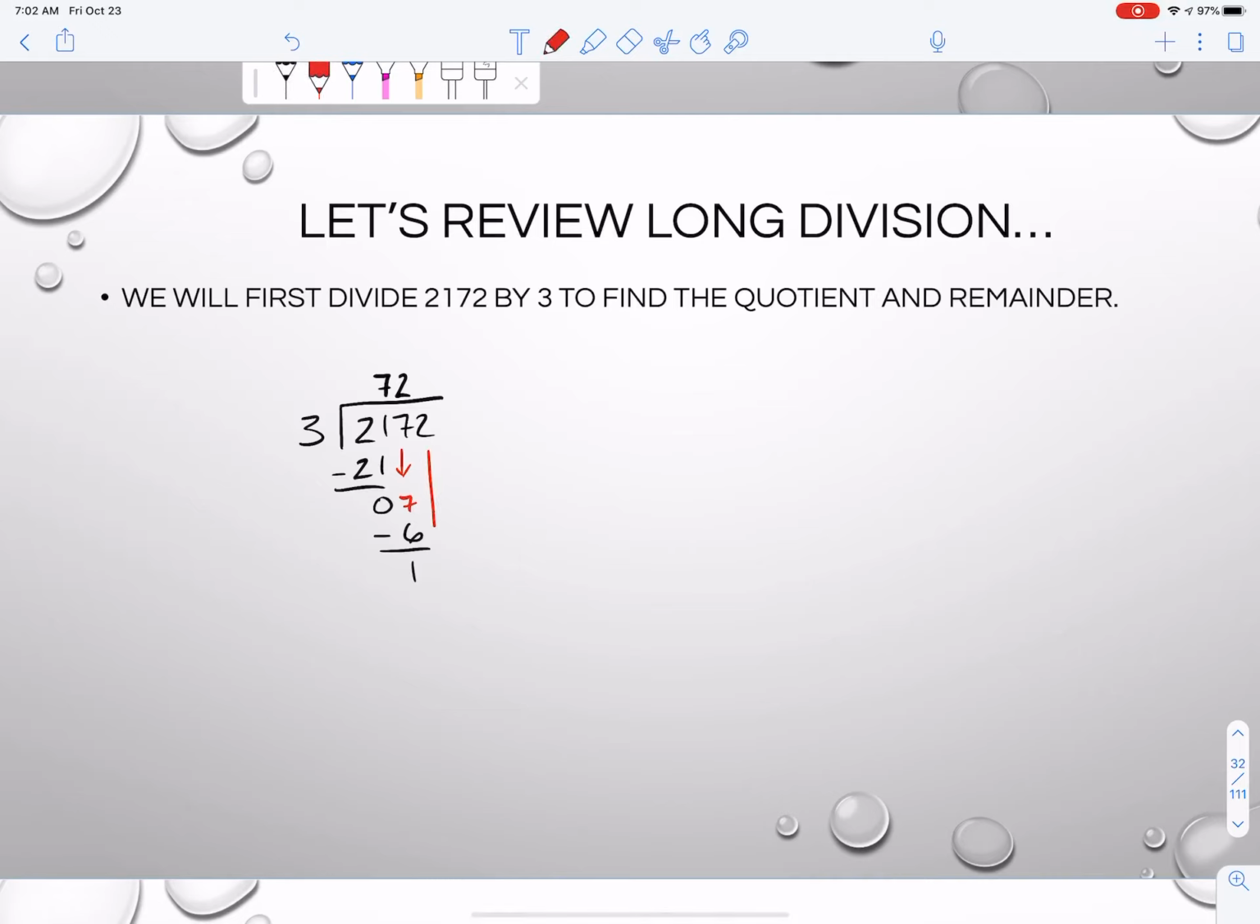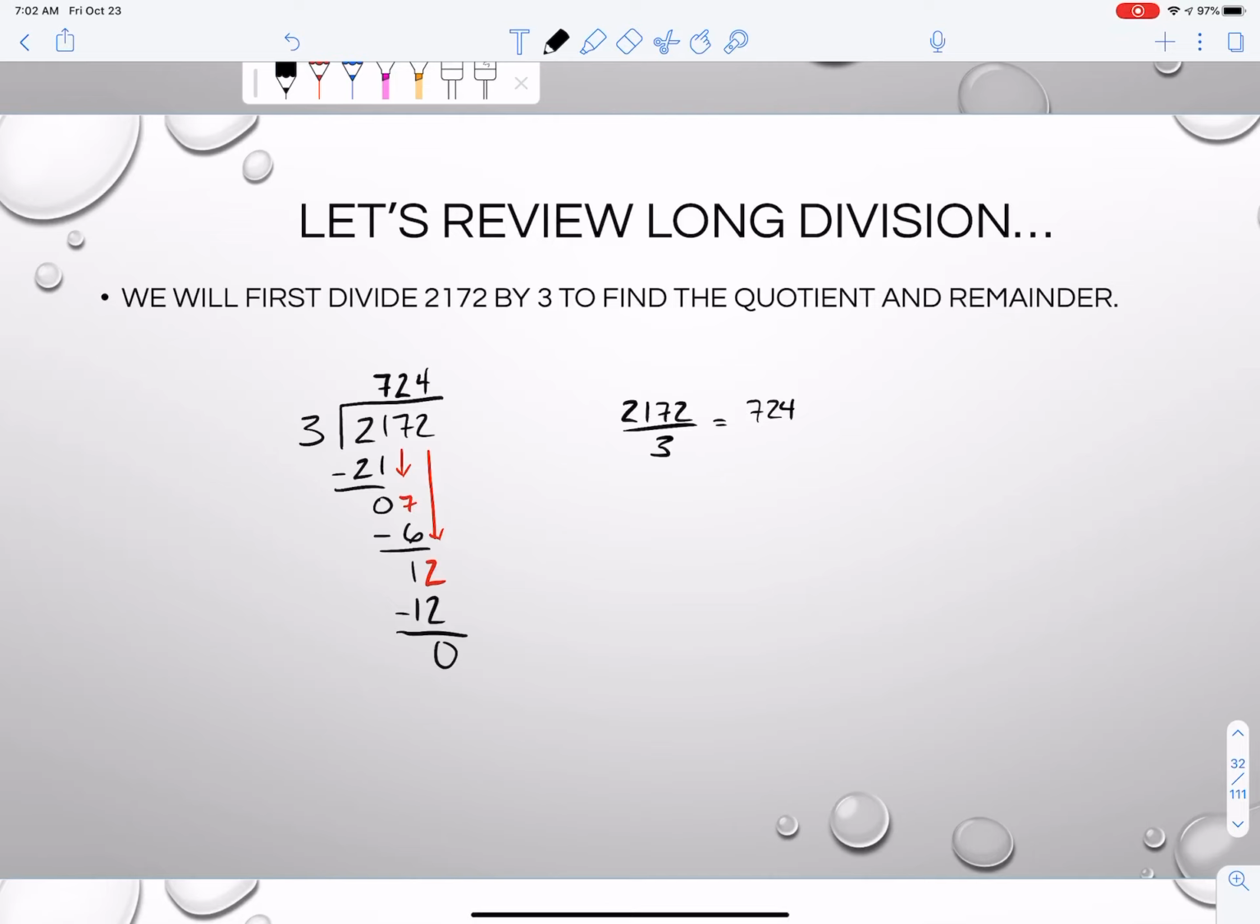And now I bring down my next term, which is the 2. So now I have 12. 3 divides 12 4 times, and I write that above. 4 times 3 is 12, and I subtract, and I get a 0. So the old way of dividing, with long division, what I just did is I took 2172, I divided it by 3, and I get a result of 724, okay?